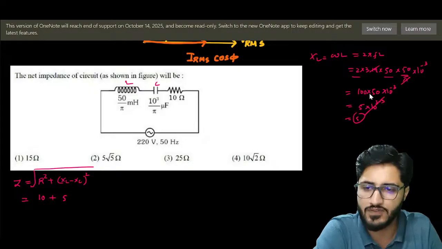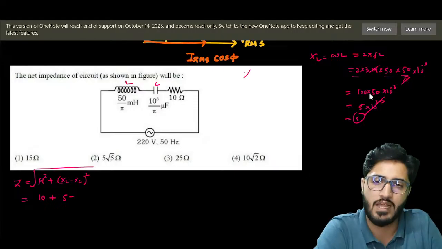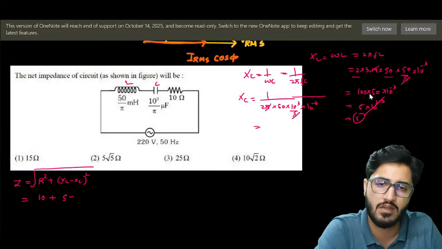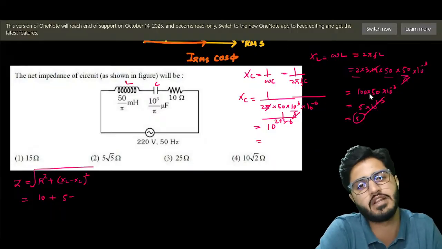So XL is 5. It is 5 minus XC, and XC equals 1 divided by omega times C. So I can write 1 divided by 2 pi F times C. F is 50, and C is 10 to power 3 divided by 5 into 10 to power minus 6. Pi cancels out. It is 100, so 10 to power 2 plus 3 minus 6. 1 divided by that will be 5. 5 minus 1 is 10 only.